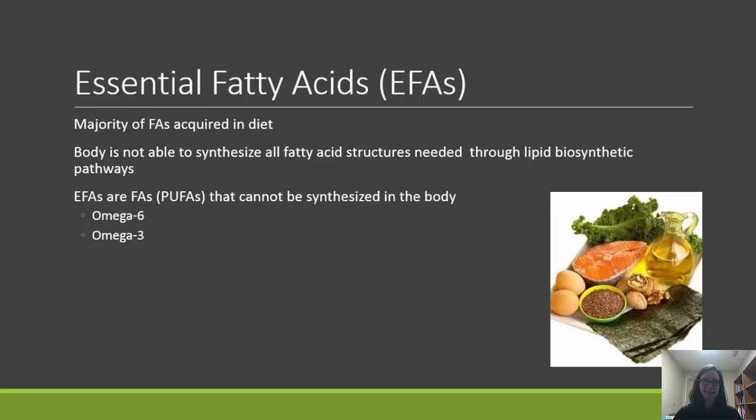Now, most of the fatty acids we need in our body, we acquire from the diet. And the body is able to synthesize a lot of the fatty acids that we need for our biologic processes. However, we're not able to synthesize all of the fatty acid structures that we need. And these fatty acids that we can't synthesize are called essential fatty acids. They're essential that we get them from the diet because we can't make them. And these are polyunsaturated fatty acids, including omega-6s and omega-3s.